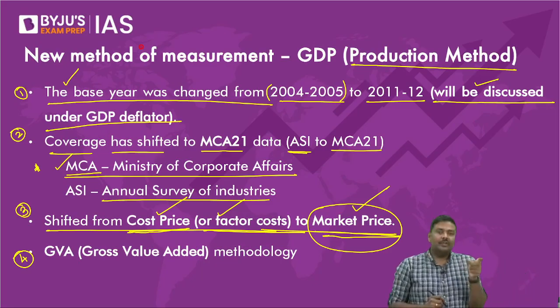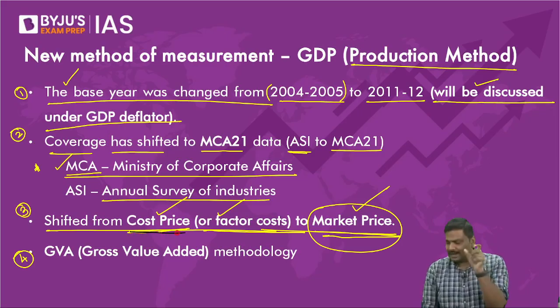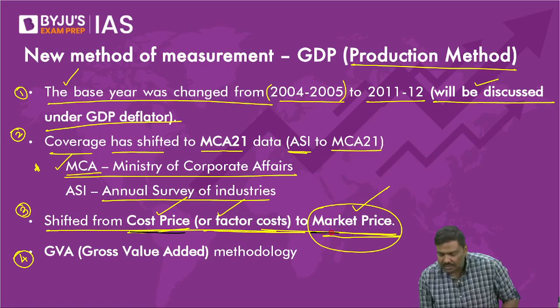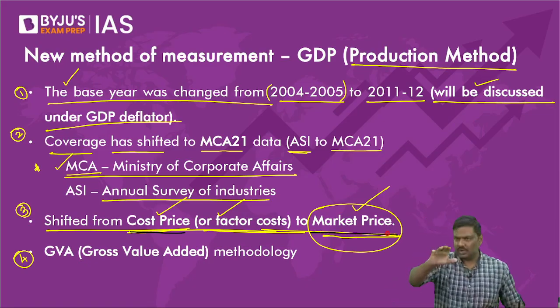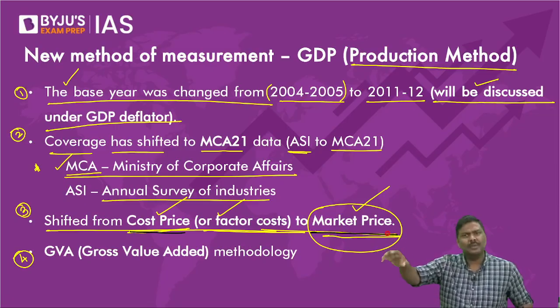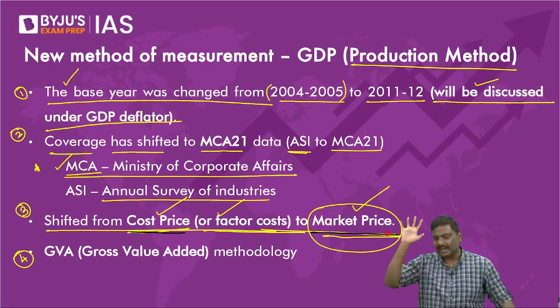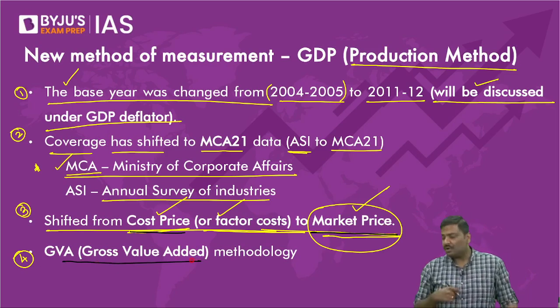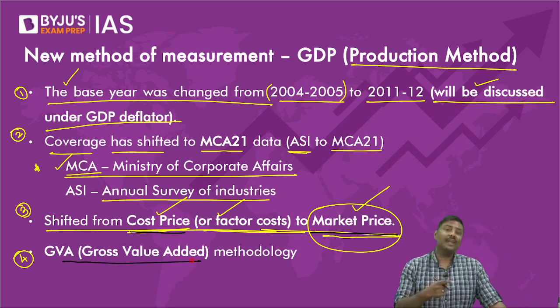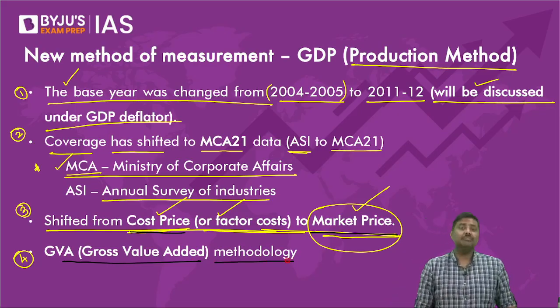Earlier, we used to calculate GDP using the cost prices. And now, we are using the market prices to calculate GDP. So whenever you come across a GDP number in the newspaper, it is on market prices, not on factor cost. And finally, we are also using a concept called gross value addition, GVA, gross value addition methodology.